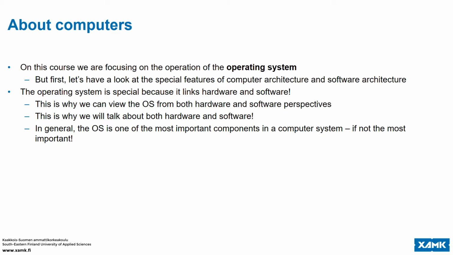The operating system is special because it really links hardware and software. So we can view the operating system from both hardware and software perspectives. And this is why we talk about both hardware and software, although the software side of things is more stressed because it is far more important. In general, the operating system is one of the most important components in a computer system, if not the most important. And therefore, in order to understand operating systems, we have to understand computer systems.